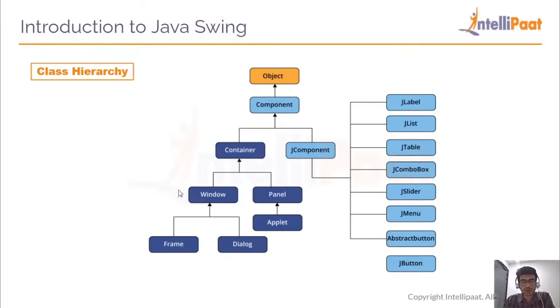Coming to containers, a window is a container which can contain other components. A frame is a type of window. A frame is a rectangular box inside which you can fill components like button, label, and menu, all those things. So you can call a window a container which can contain other components. But simply put, the only thing you need to know is that every component, that is menu, slider, combo box, table, all that stuff, is contained inside the JComponent package, which you can use by importing the Swing package.